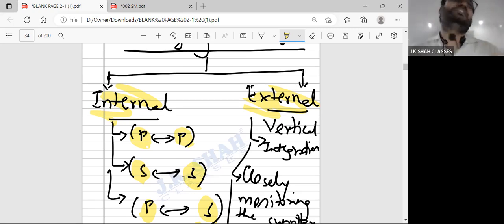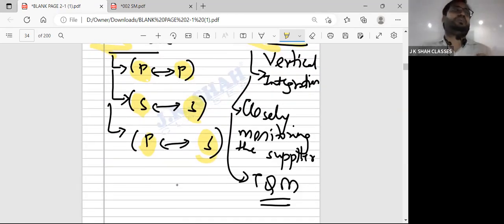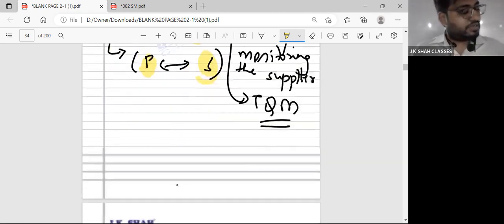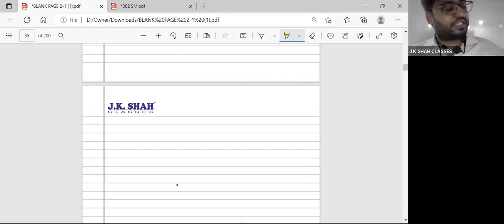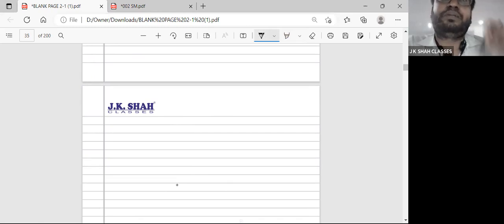That is external. Here also we have three types: vertical integration, closely monitoring the supplier, and TQM. Anyway, vertical integration is something which I have to teach you tomorrow, but I trust that you will be able to remember whatever I teach you today. By tomorrow, you will be able to recall. So I will teach you vertical integration now itself. Will you be able to remember this for a day at least?